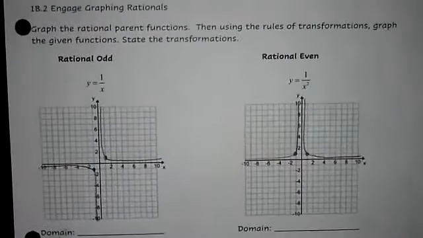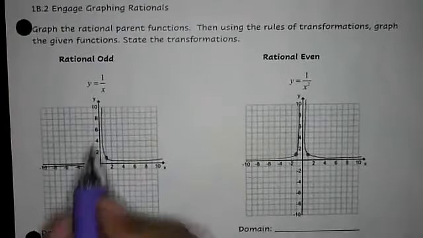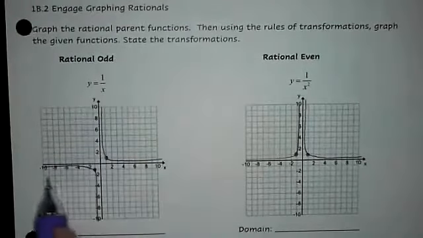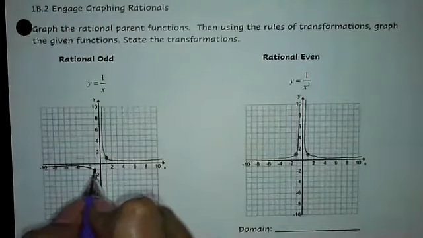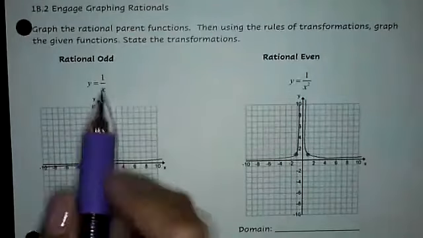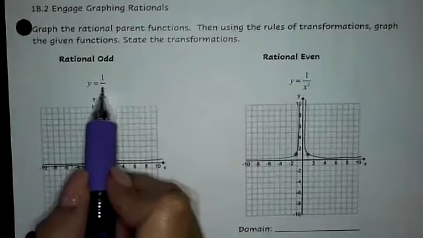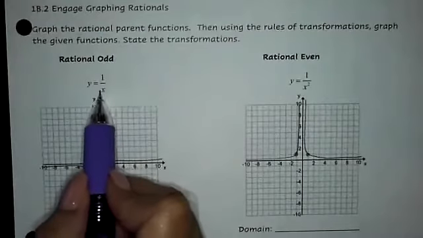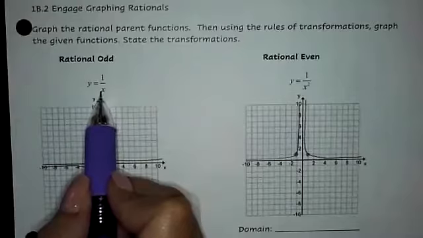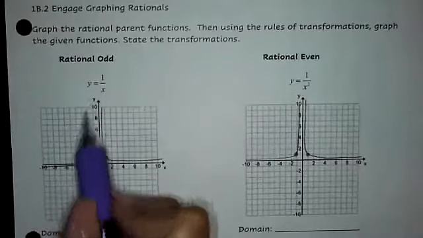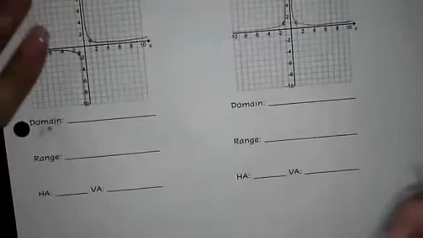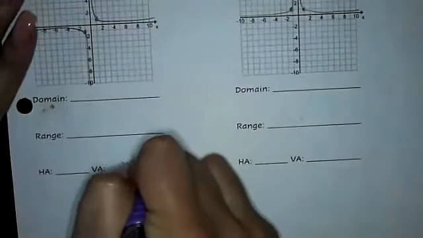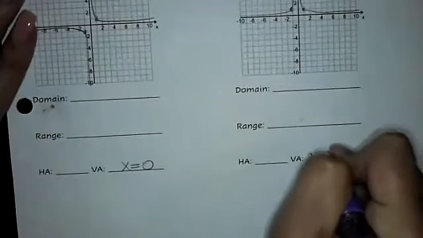And here's our two parent functions shown on the graph. Our rational odd, which is 1 over x, has one piece in the third quadrant and one piece in the first quadrant. The key point there is (1, 1), and then the other key point is (-1, -1). If we think about putting 0 in the place of x right here, we would get 1 divided by 0. You cannot divide by 0. That makes it undefined. So that is my vertical asymptote, what makes that denominator 0. So my VA here would be x equals 0.